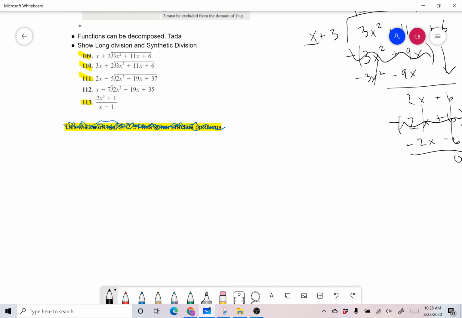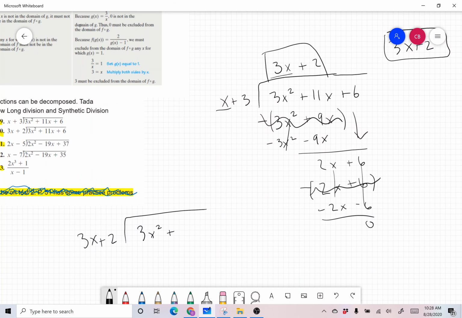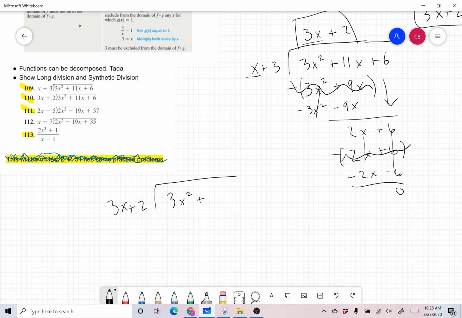Okay, we're going to do it again. Let's do 3x plus 2 into 3x squared plus... Oh, I already know what the answer is going to be. Okay, I'll give you a hint. It's going to be what we just divided by originally on the last one. It's going to be x plus 3.